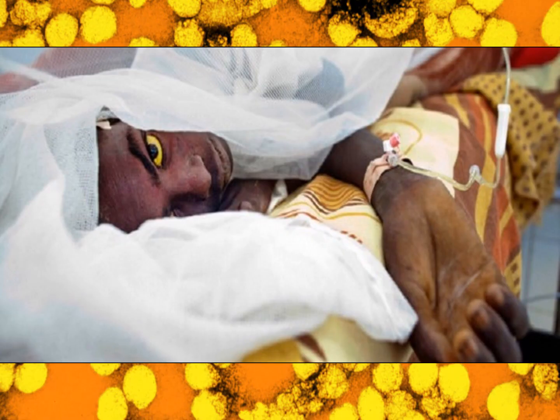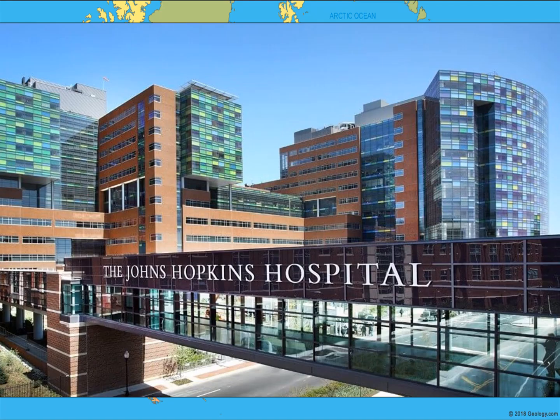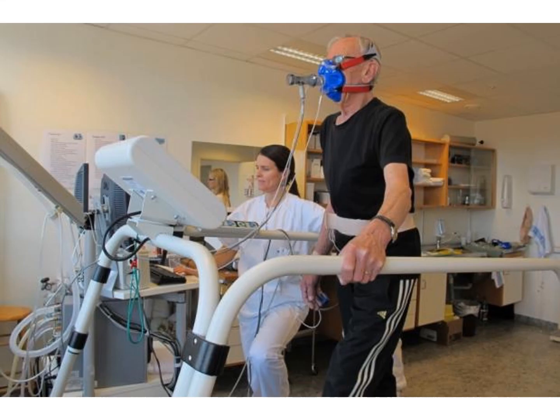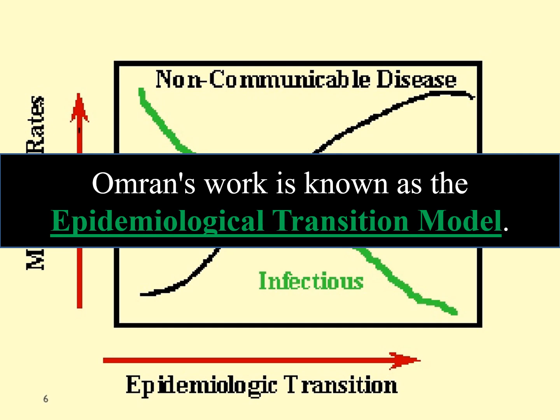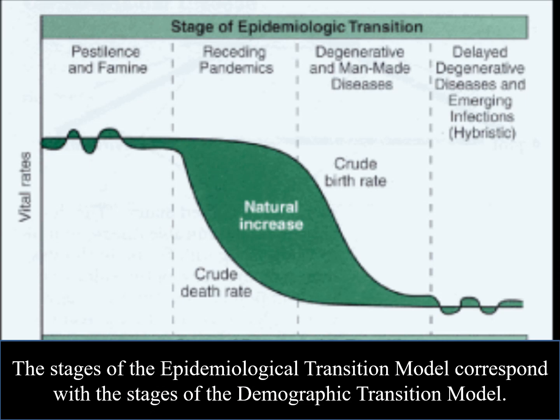We see very different types of diseases affect different countries depending on their level of development. All of this, shown through Omran's work, is known as the epidemiological transition model. And again, these stages of the epidemiologic transition correspond with the stages of the demographic transition. So when countries are in stage 1 of the DTM, they have certain types of diseases. When they're in stage 5 of the DTM, they have certain types of diseases.